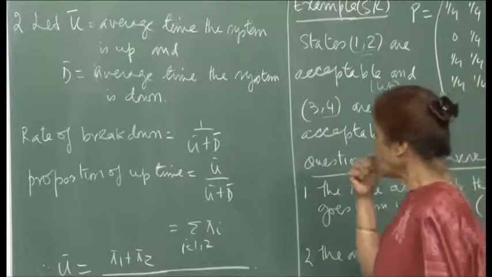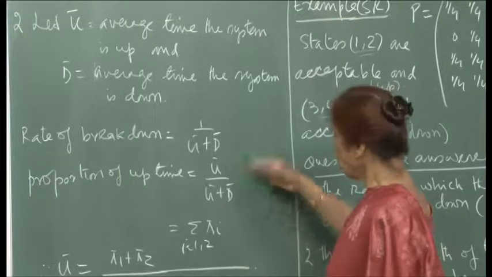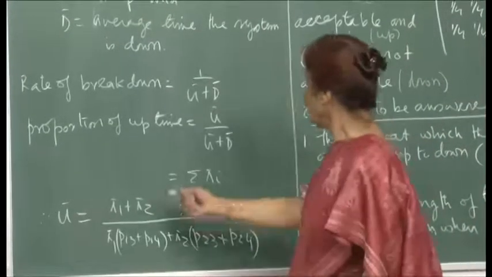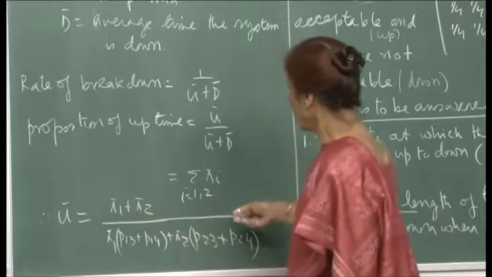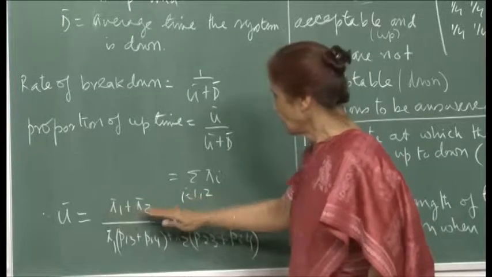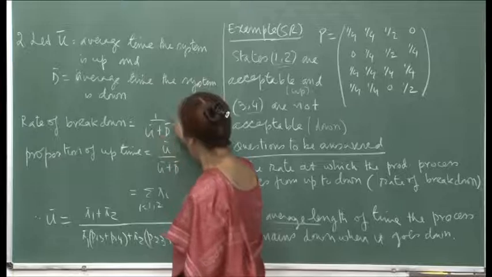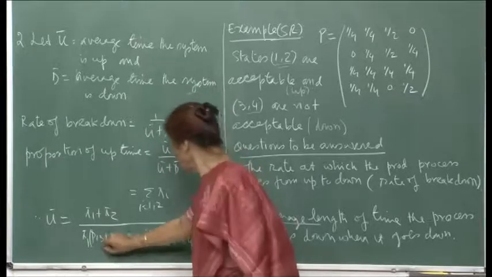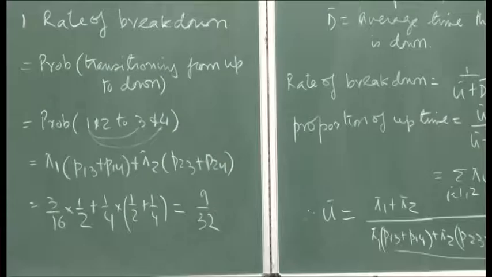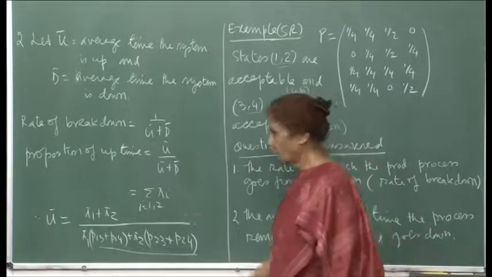So, the proportion of uptime is then u bar upon u bar plus d bar. And similarly, you will define the proportion of downtime as d bar upon u bar plus d bar, right. Now, let us try to find out. So, the definition of u bar will be pi 1 plus pi 2, right. This is because you are either in state 1 or in state 2, that is when it is up. So, this is the probability of being in state 1 or state 2, so this is the proportion of time, and this is your rate of breakdown, 1 upon u bar plus d bar, which we have already computed from here, right. So, that is this, okay, and so this gives you your u bar, and then we compute d bar, and we will continue with the exercise.